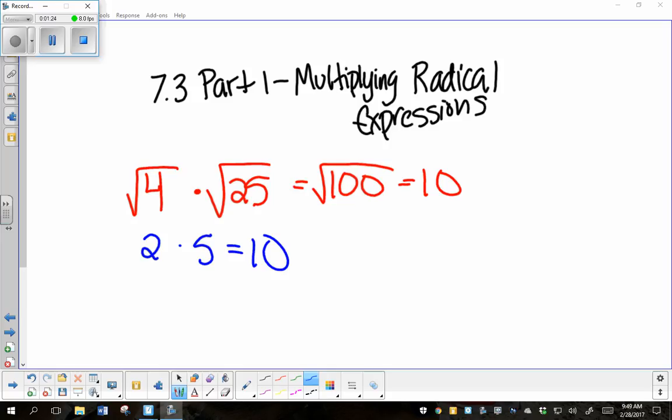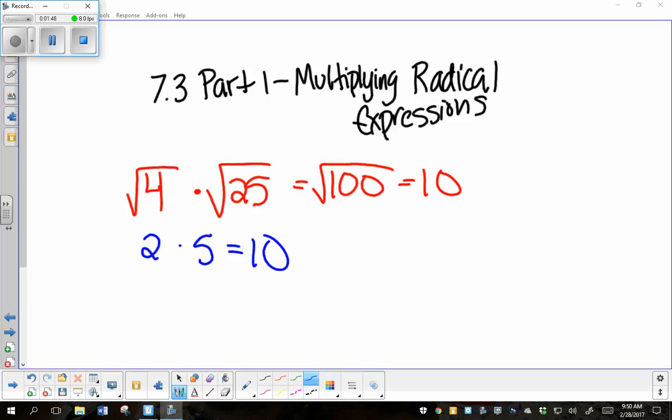So if you have two roots being multiplied by each other, you can multiply the things inside of it and just make it into one root. Now, the only trick is that it has to be the same kind of root. See how this is a square root and this is a square root, and we made it into a square root? It would not work if this was like a cube root. They have to both be the same kind of root for this to work.